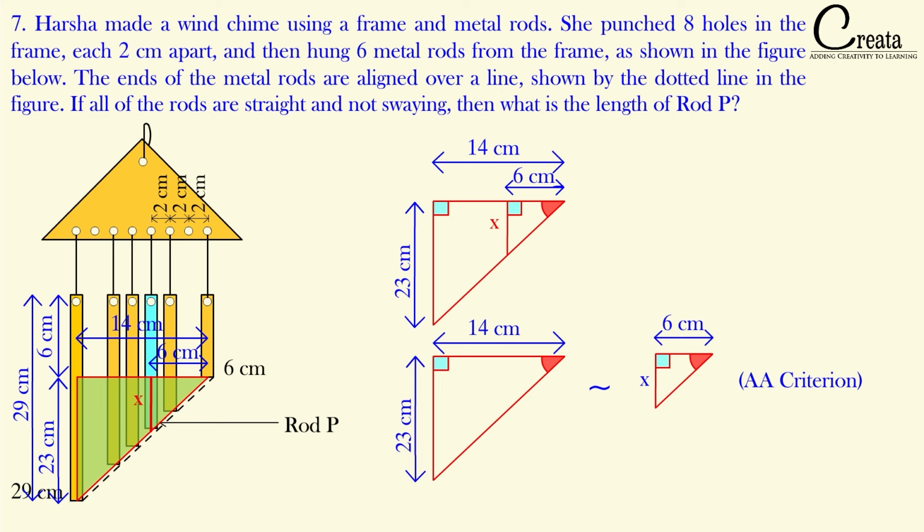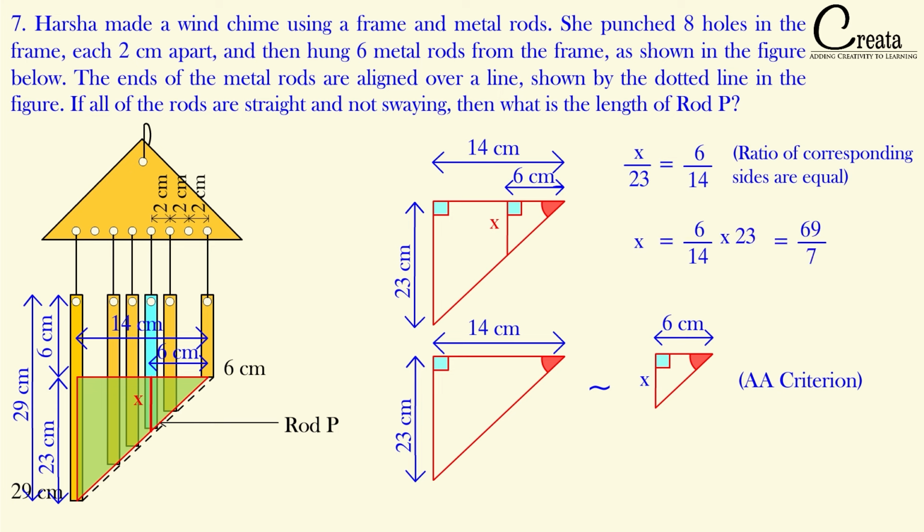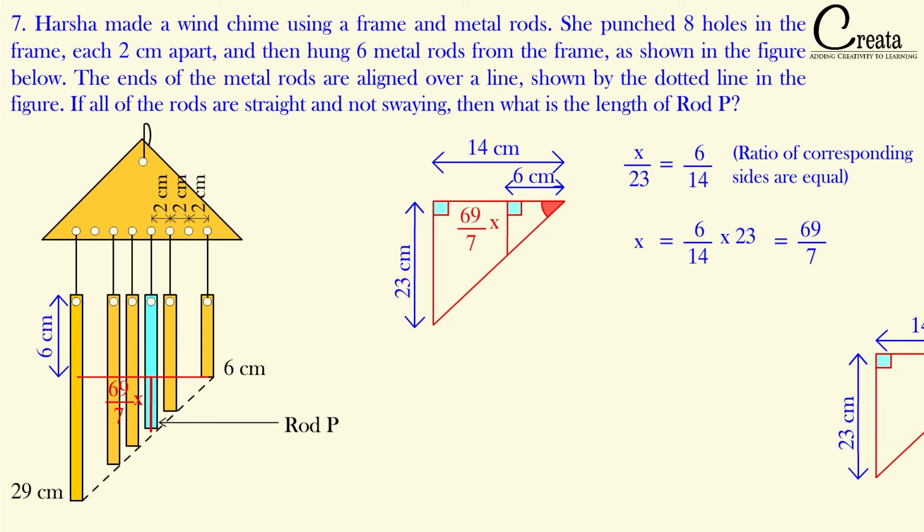Once we get that the two triangles are similar to each other, we can say the ratio of their corresponding sides will be equal to each other, which will be x upon 23 is equal to 6 upon 14. These are the corresponding sides. Let's calculate the value of x. It will be equal to 69 upon 7 centimeter. So this x we got as 69 upon 7 centimeter. We have to find the total length of the rod.